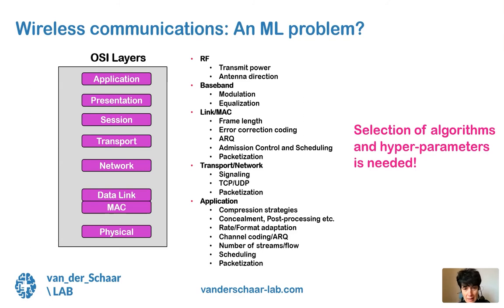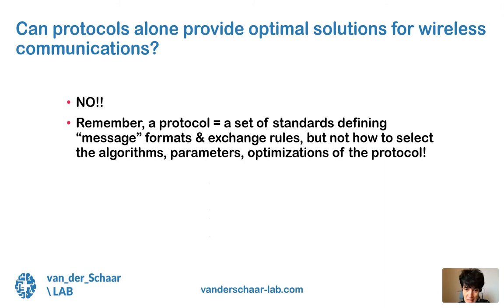For instance, at the MAC layer, we can decide the retransmission scheme that can be used by a wireless transceiver in order to maximize their short-term or long-term throughput and or delay. An important question that we studied in early 2000 is, can protocols alone provide optimal solutions for wireless communications? And the answer is no, because protocols are simply a set of standards defining message formats and exchange rules across the different layers of the protocol stack and between transceivers.